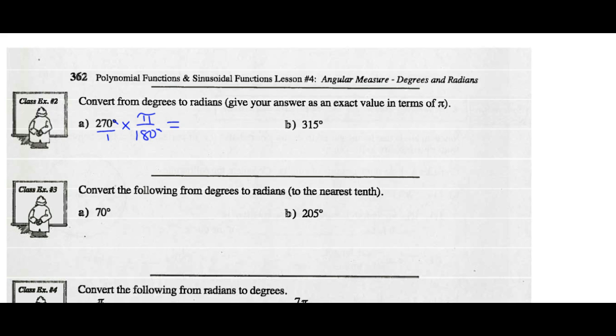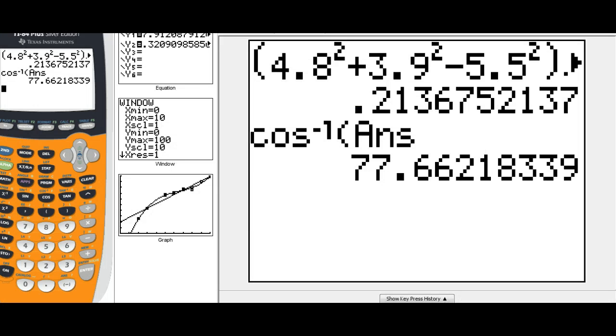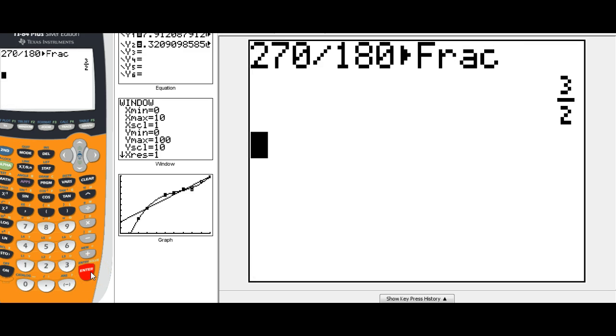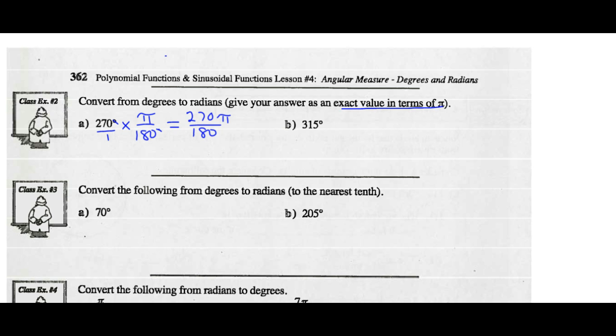If you go to your calculator, we would have 270 pi over 180. Now we want to put this in lowest terms as an exact value in terms of pi, so we don't want to actually use the pi value, but we do want to do the 270 divided by 180. We could use our calculator and say 270 divided by 180, and go math fraction. It tells us it's 3/2. So this is the same as saying 3 pi over 2.